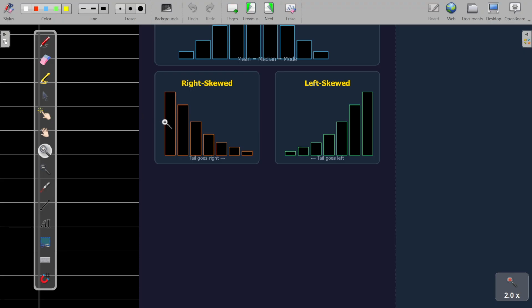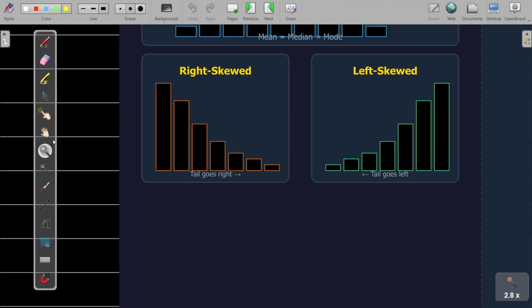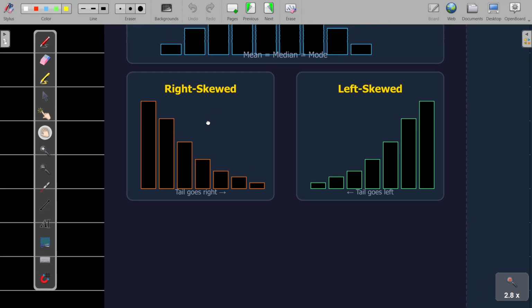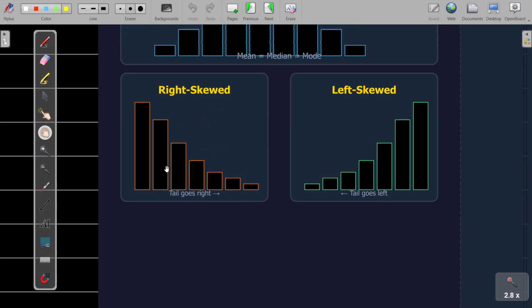So as you can see right here, look at the tail points. The name of the skew is determined by the tail, not the peak, because the tail points towards the positive numbers on the right. This is positively skewed. Okay? An example might be house prices, because most houses are bunched at a normal price, but a few crazy mansions drag a long tail out to the right.